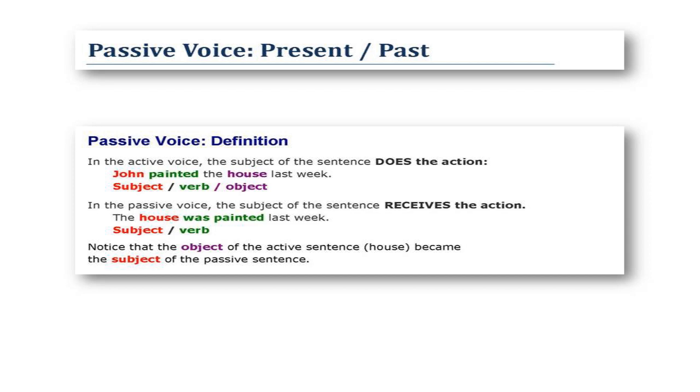In the passive voice, the subject of the sentence receives the action. The house was painted last week. House is the subject, was painted is the verb. Notice that the object of the active sentence, house, became the subject of the passive sentence.